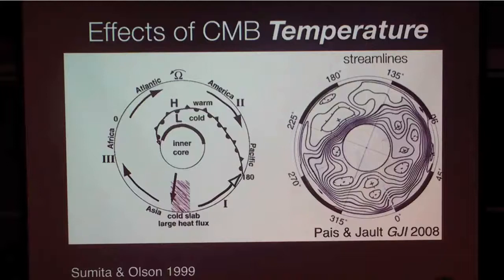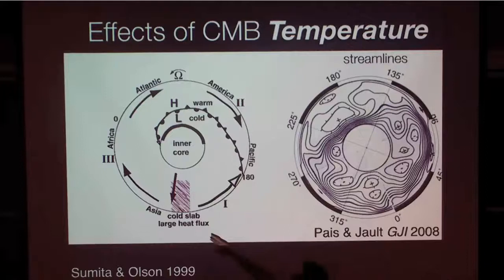We could also put a cold slab somewhere on our boundary, in this case on the CMB. That will also change the pressure field. Right? We're changing the density in the fluid, changing the pressure field. This also, in some ways, acts a little bit like a ridge.